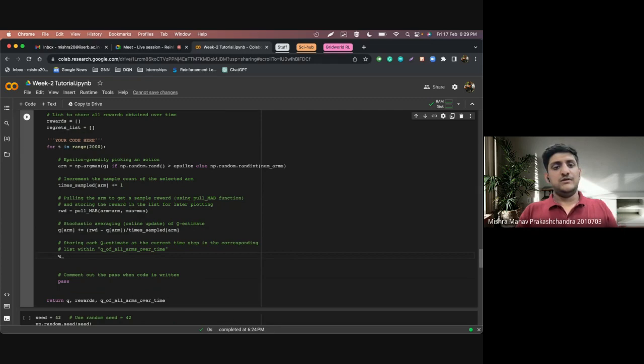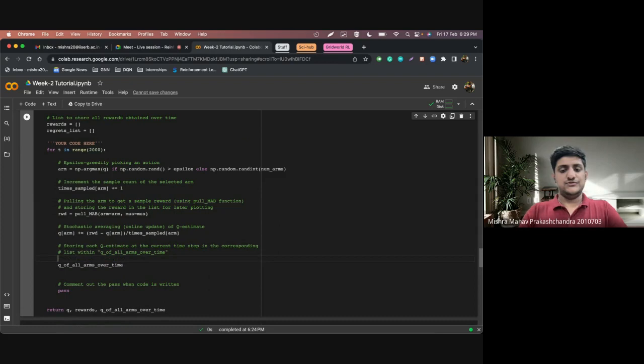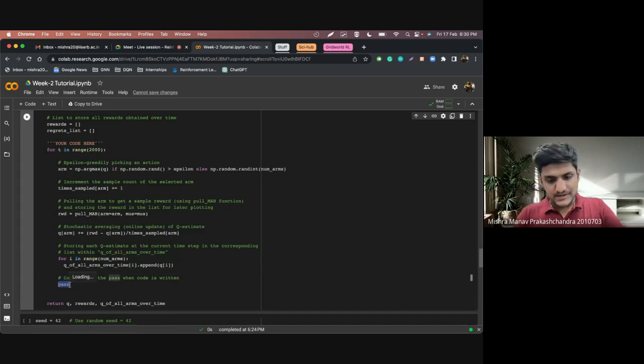So I do Q of all arms over time. For that, or rather, I should do for i in range num arms. So it's a for loop. So here I am storing all the Q values. Okay, and after this is done, I just comment this line and I hope my code works.